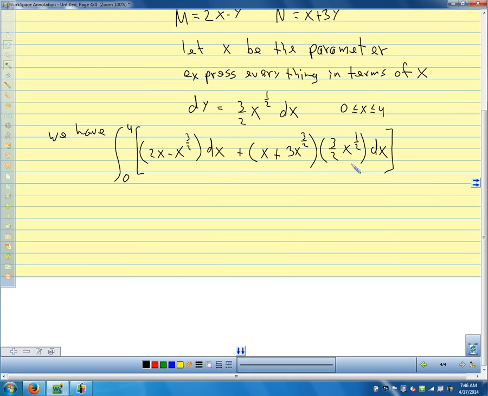If I collect like terms, multiply, and distribute, and write this a little more nicely, I end up with the integral from 0 to 4 of 9/2 x squared plus 1/2 x to the 3/2 plus 2x, and then we all have a dx, and if I evaluate that I end up with 592 bits.